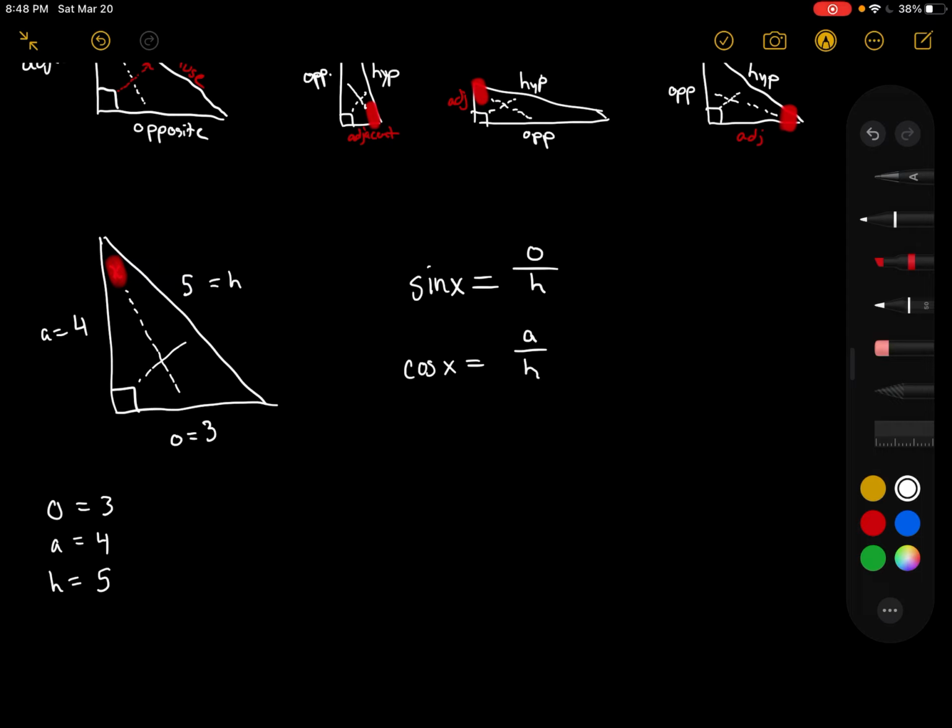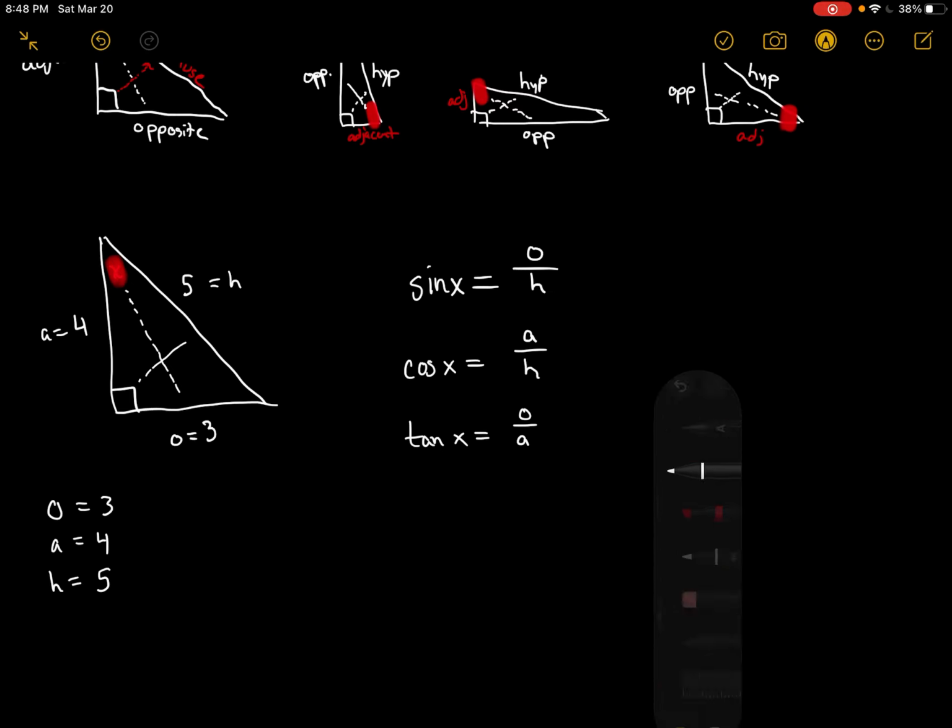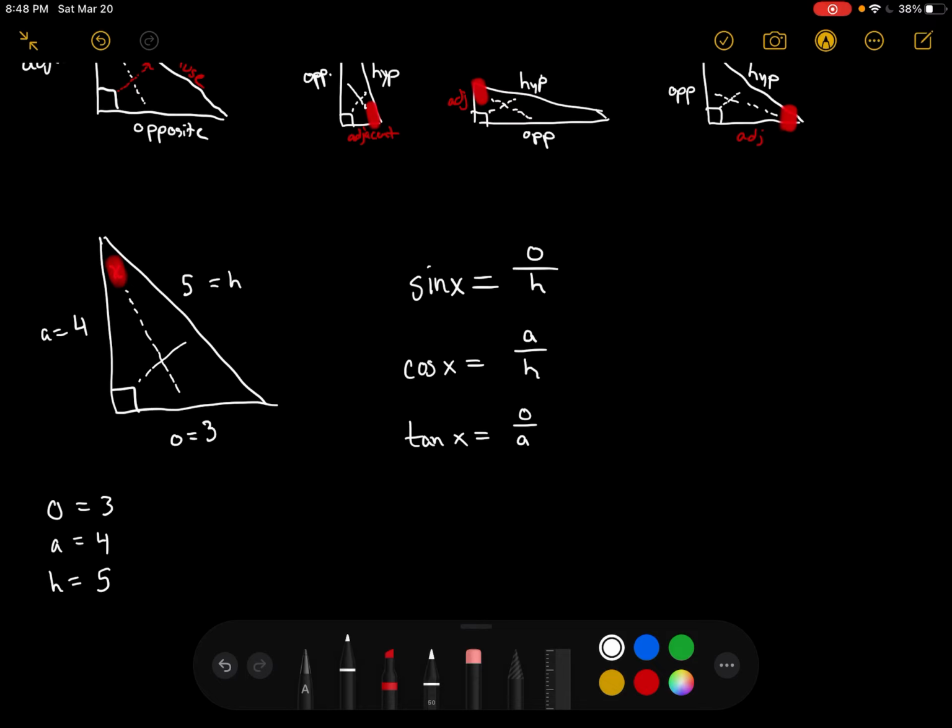Next, we have the cosine of angle x. That is the CA. It is the adjacent over hypotenuse. After that, we can use tangent. The tangent of angle x, that is the TOA, is O over A, or opposite over adjacent.